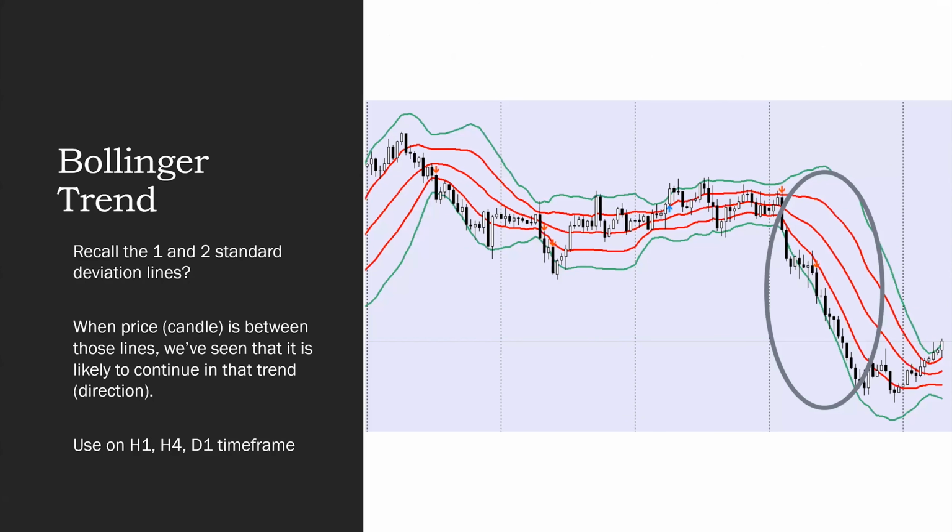The third way to use Bollinger Band is when you see price stuck within the 1 and 2 standard deviation. What I say within the 1 and 2 standard deviation is where it's inside. This is 1 standard deviation on the downwards, 2 standard deviation on the downwards. You see it inside that 1 and 2 standard deviation. This is when price is likely to trend in that direction, either downwards or upwards. And you can use this Bollinger trend on H1, H4, and D1 time frame.